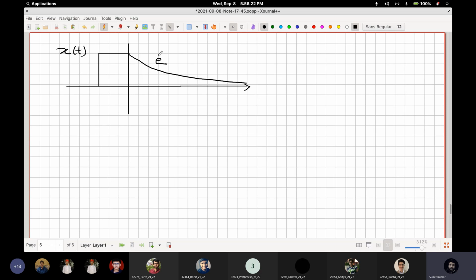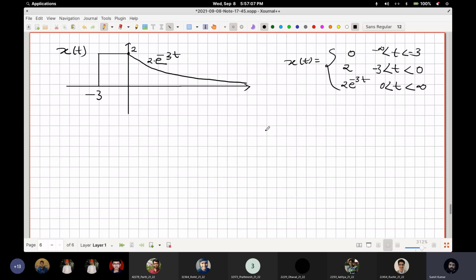Okay, so here you have e to the power minus 2t. And here this value is 2, or 2 times e to the power minus 2t, and here let me make this 3t, okay? And here this value is equal to 2. So this x(t) is like this. Let me write this in functional form. And this value is, let's say, minus 3, okay? So it is equal to 0 for t between minus infinity and minus 3. And then after that, it is equal to 2 between minus 3 all the way up to 0, and after that it is equal to 2 e to the power minus 3t for t equal to 0 to infinity. Okay, is the function clear to all of you? Yes, sir.